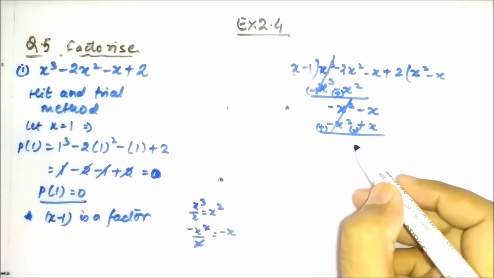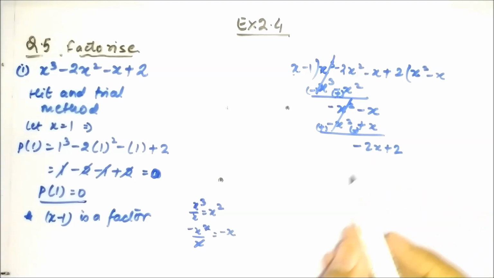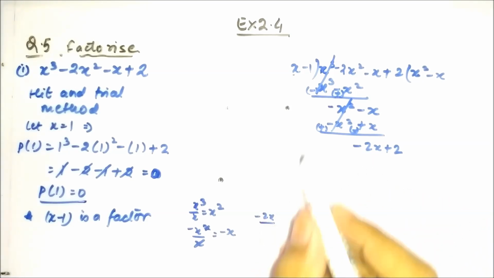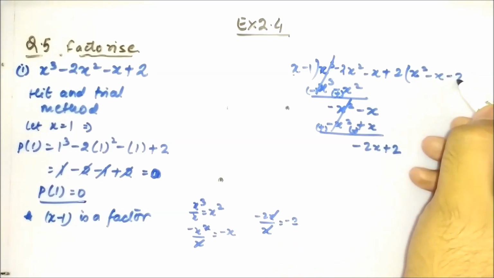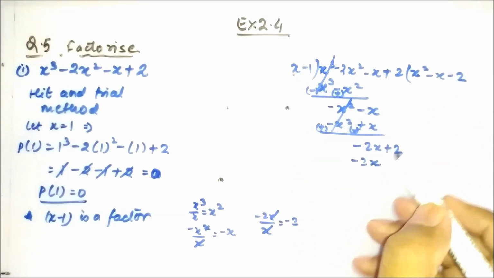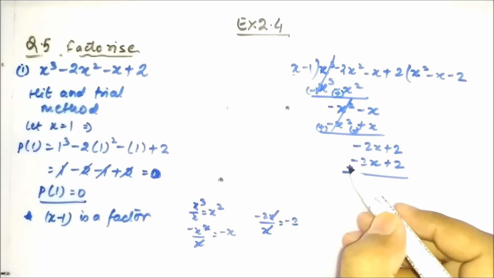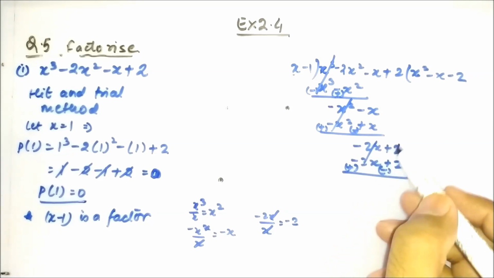Minus x is minus 2x, and plus 2 we have. Now our first term is minus 2x, and here the first term is x. So when you solve this, you will get minus 2. So we are going to multiply by minus 2. Minus 2 into x will make minus 2x. Minus 2 into minus 1 will make plus 2. Now when you solve, you will get the remainder as 0.